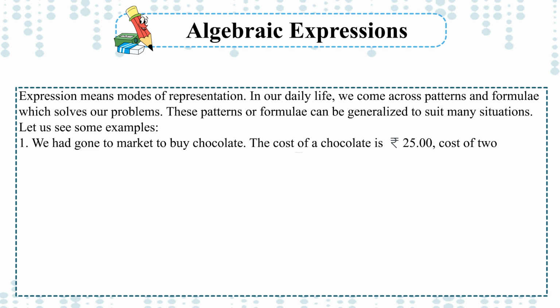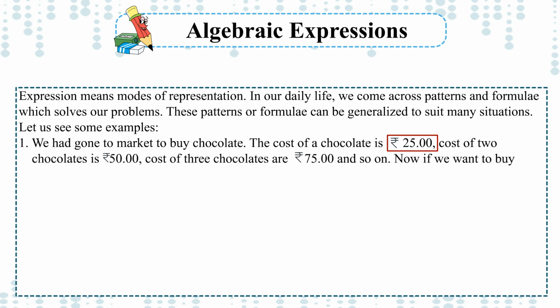1. We had gone to market to buy chocolate. The cost of a chocolate is rupees 25.00, cost of 2 chocolates is rupees 50.00, cost of 3 chocolates is rupees 75.00, and so on. Now if we want to buy more chocolates, how do we find out the cost?